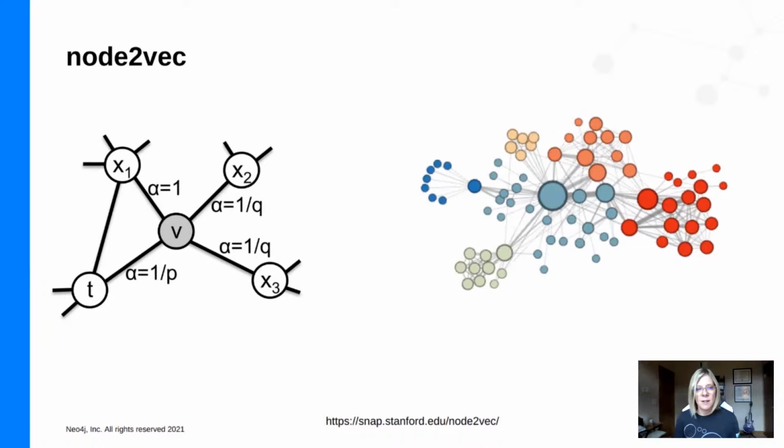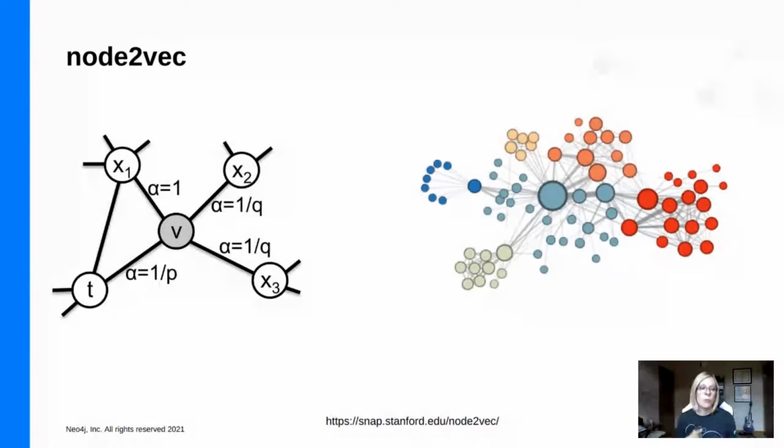So V is connected to certain nodes here, like X1 and X2. And I have weights between those nodes, these alpha parameters. You see that those alpha parameters are determined by values called P and Q. What P stands for is the return parameter. So if I jump from V to T, for instance, what's the probability that I jump back from T to V? That's my return parameter. In GDS, you'll hear it referred to as return factor. And then Q is my walk away parameter. So let's say I go from V to X2. Alpha in this case is the probability of moving away from V.